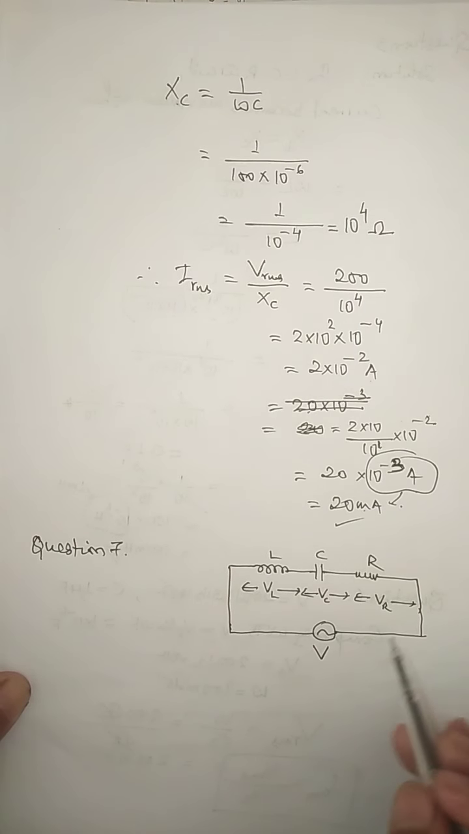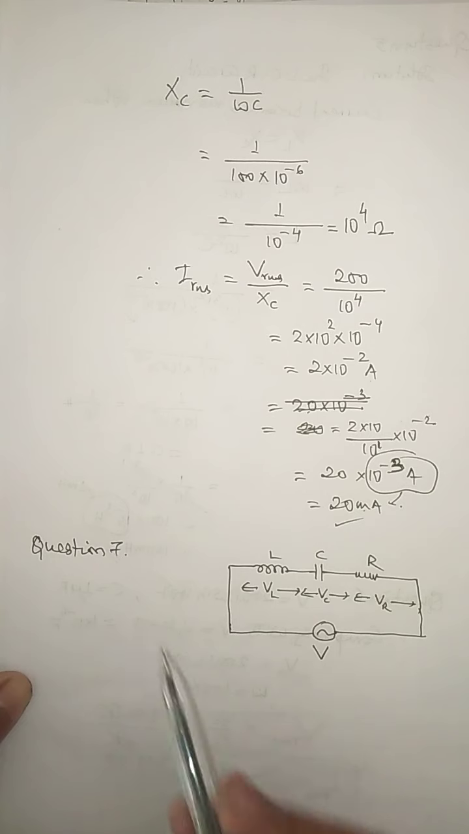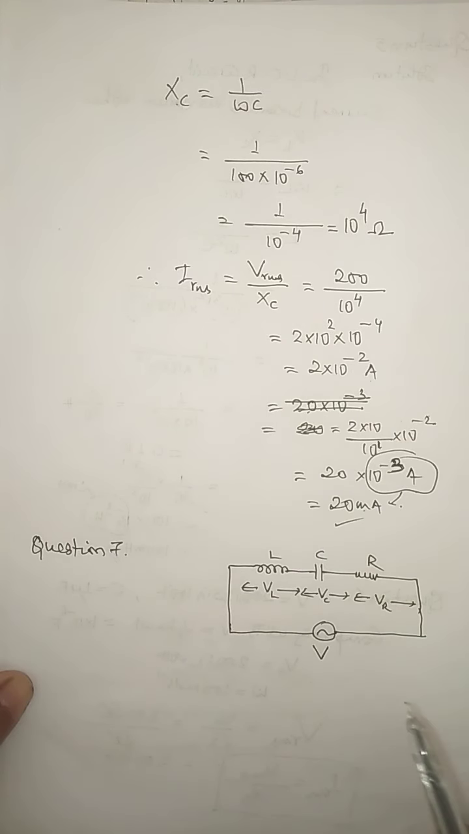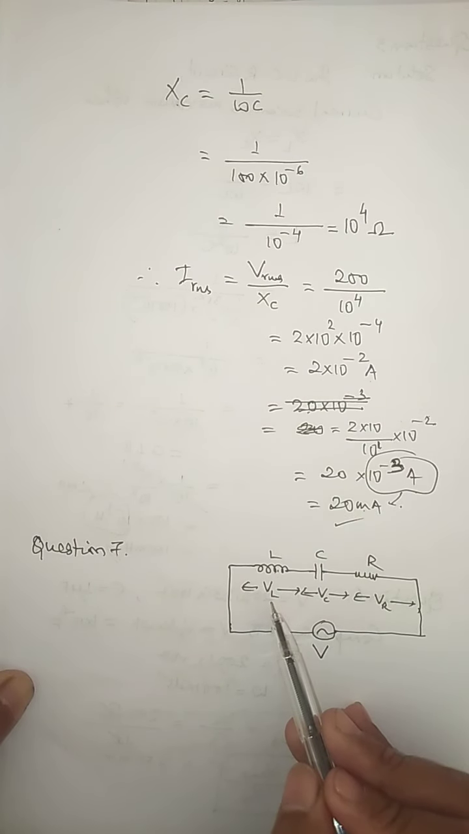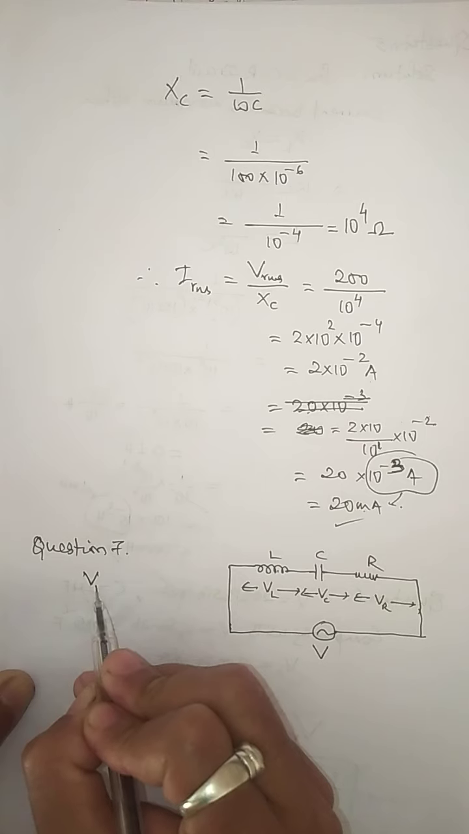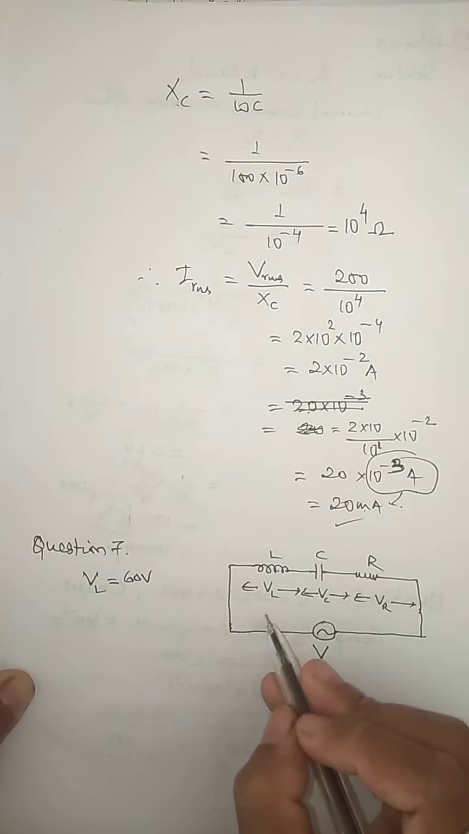So children, I have already drawn the circuit diagram of the LCR circuit just to make you understand, so that you can solve easily. This is question number 7, and the question says that in an LCR circuit, the potential difference between the terminals of the inductance, this is the inductance, which I consider as VL, and this potential difference VL is given as 60 volt.